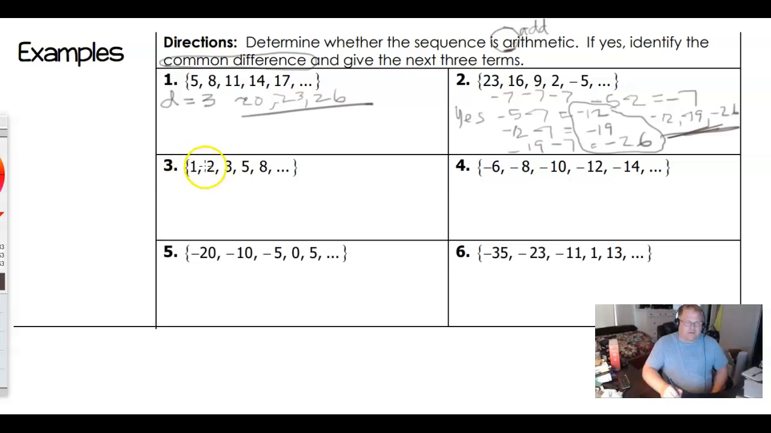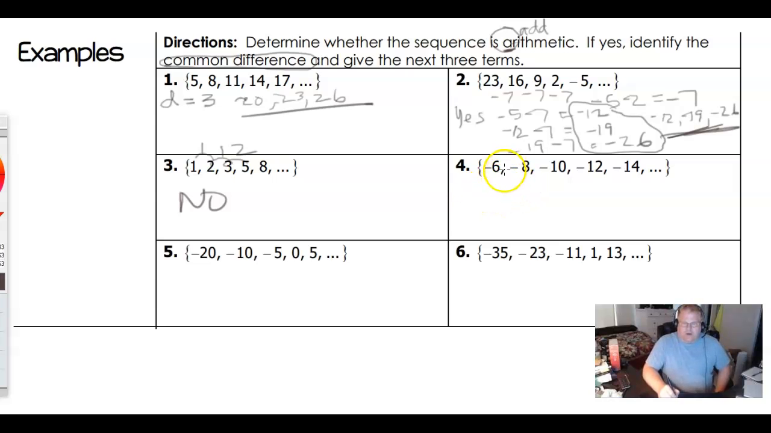Alright, so let's see this one. I can already tell it's not, but 2 minus 1 is 1. 3 minus 2 is 1. 5 minus 3 is 2. No, so I can stop. I can't do the next 3 terms because I have no idea what the pattern is. Well, I guess I could figure it out. This is called a Fibonacci sequence. Look, 1 plus 2 is 3, 3 plus 2 is 5, but it's not arithmetic, so I'm following the directions: if it's arithmetic, then I do something.